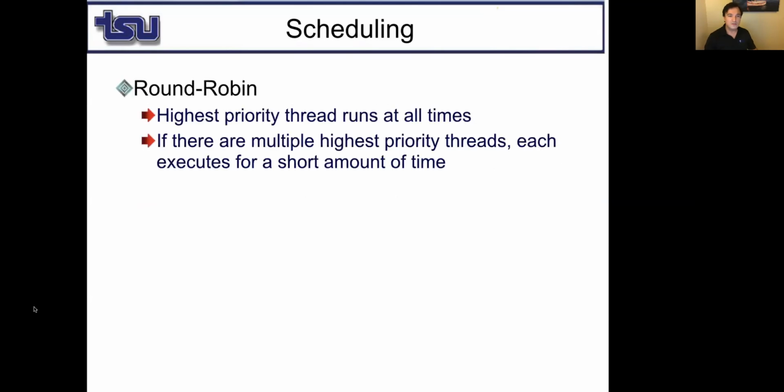Another one is round robin, okay? So in this one, highest priority thread runs at all times. But if there are multiple highest priority threads, each executes for a short amount of time. Let's say that there are 5 threads and 3 of them have the highest priority, okay? So the first one starts running, only the highest priority threads will run until they are not runnable, and they will do time sharing among each other.